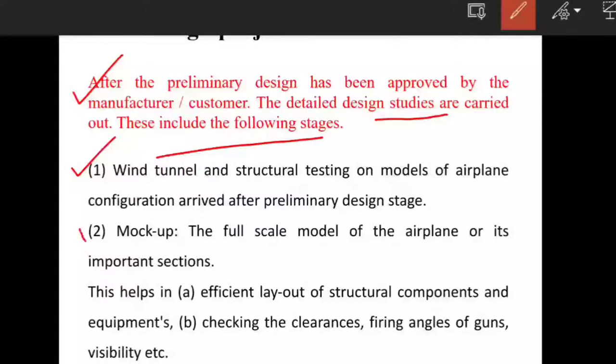Then the second one is the mock-up. What is there in the mock-up? The mock-up is the full scale model of the airplane or its important sections that helps in efficient layout of the structural components and equipment, and second is checking the clearance, firing angle of the guns and visibility. So this big analysis we do only in the mock-up, understand. Because in this case we require the full scale model of the airplane, that is very important.